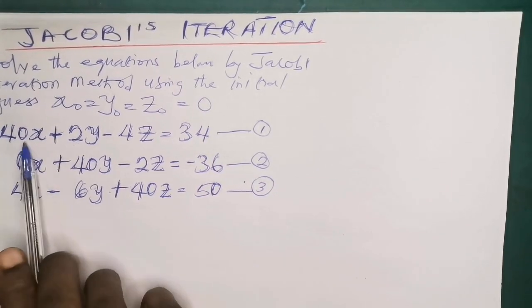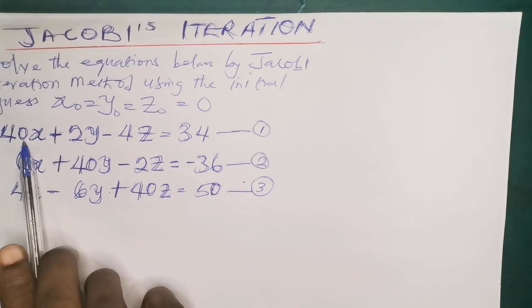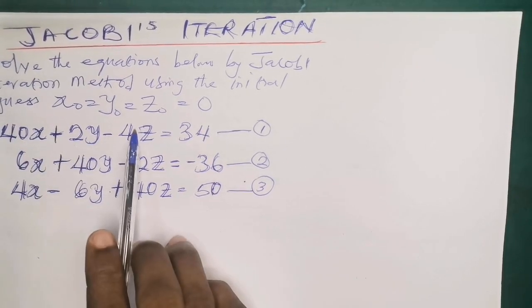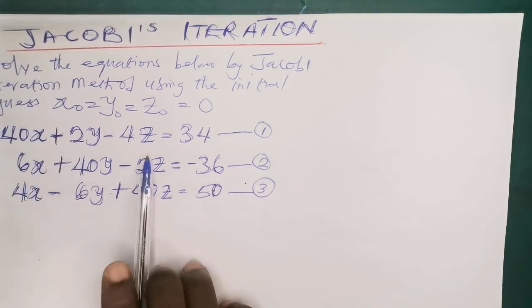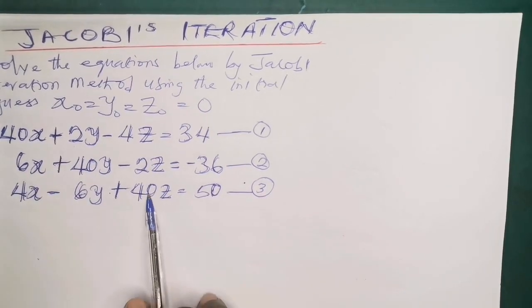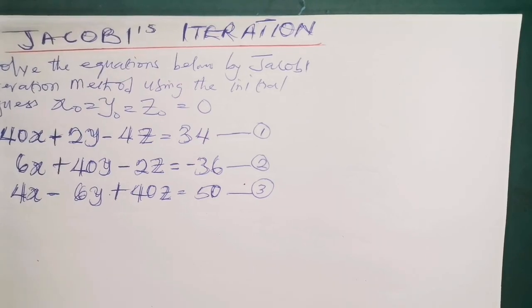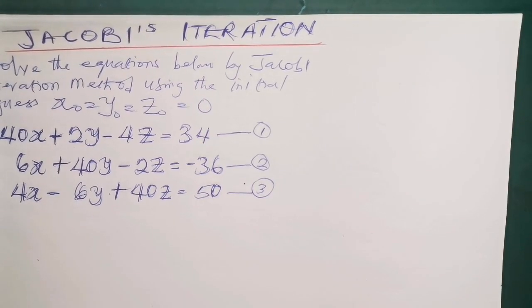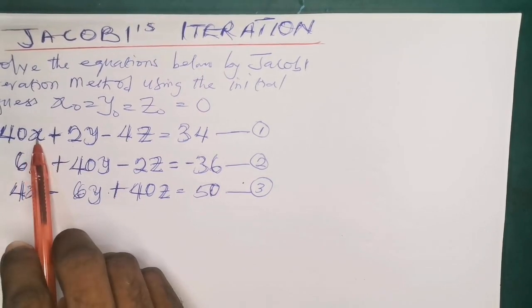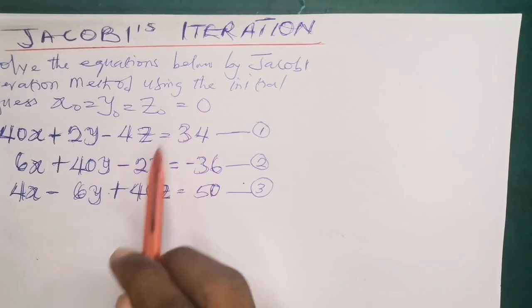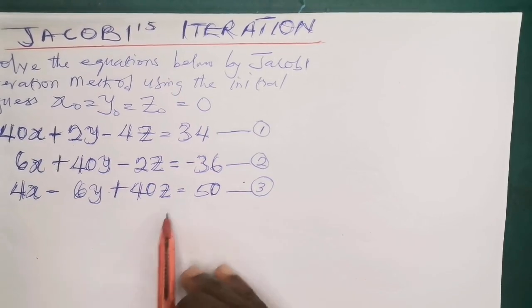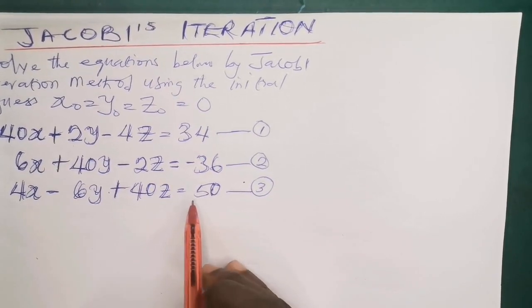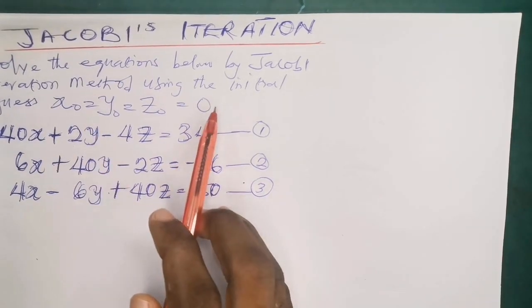The coefficient of x in equation 1 must be greater than the sum of the coefficients of y and z, the coefficient of y in equation 2 must be greater than the sum of the coefficients of x and z, and finally, the coefficient of z in equation 3 must be greater than the sum of the coefficients of x and y. Now, having achieved this, the next thing you do is simply make x the subject of the formula in equation 1, make y the subject of the formula in equation 2, and make z the subject of the formula in equation 3. Then you can now apply your given initial guess.